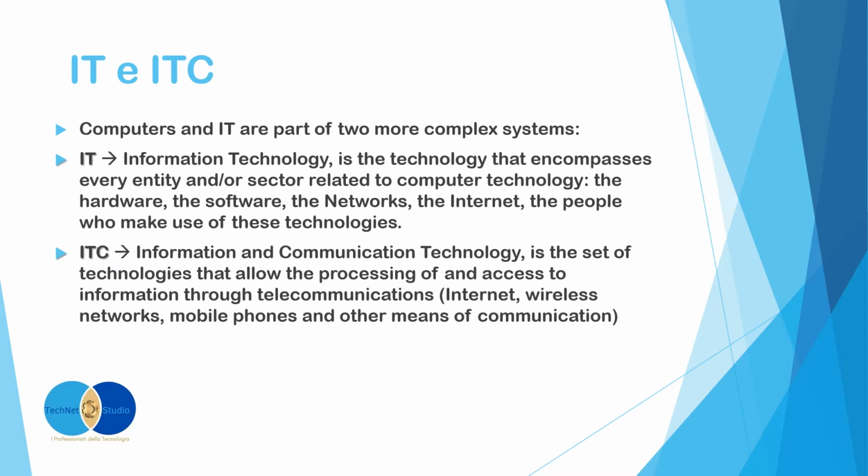Informatics and computers are part of two more complex systems. The first is IT, which stands for Information Technology, and is the technology that encompasses every entity and/or sector related to computer technology, for example, the hardware, the software, the networks, the internet, the people who make use of these technologies.